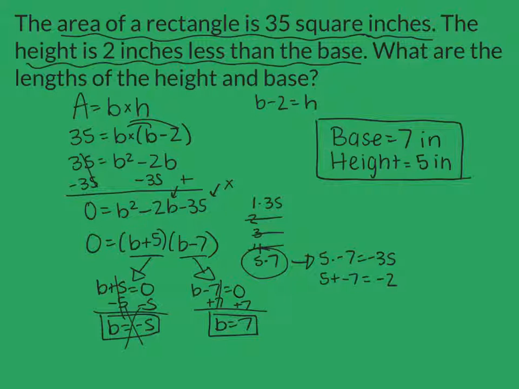So now that it equals 0 and everything is together over here, I'm going to see what multiplies to negative 35 and adds to negative 2. The two numbers I discovered are positive 5 and negative 7, so I filled them into the format, solved when each parentheses equals 0. I got b equals negative 5 and b equals positive 7. So in this case, positive numbers are the only ones that make sense, so I'm going to disregard the negative 5, meaning that base is 7. And the height is 2 inches less than the base, so if the base is 7, the height would be 5. 5 is 2 less than 7.